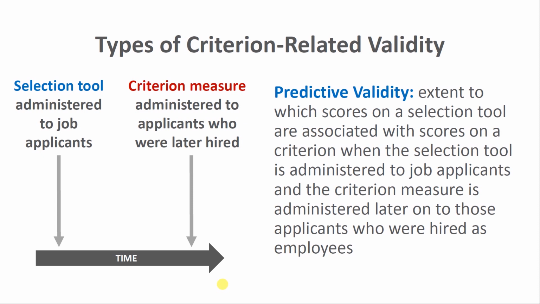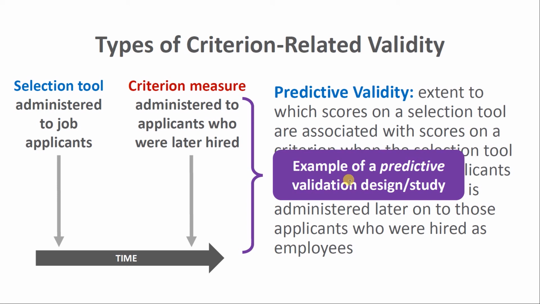As you can see here, there is temporal separation between when we administer the selection tool to job applicants and when we then administer the criterion measure to those applicants who are later hired as employees. So this is an example of what we call a predictive validation design or study, which you see pictured here.